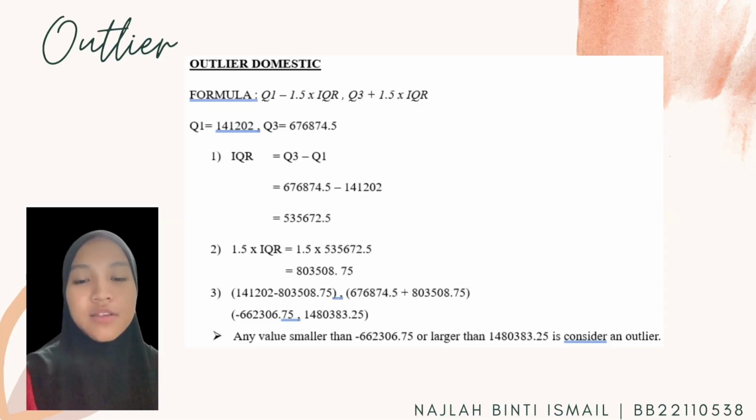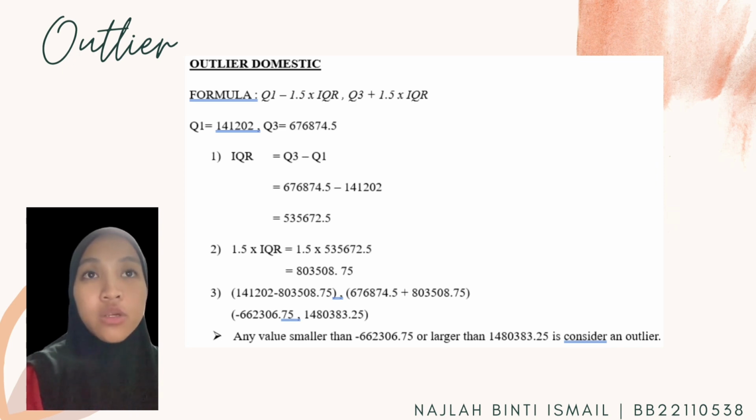Okay, so next is outlier domestic. To find the outlier, we must use the formula Q1 minus 1.5 times IQR, and then Q3 plus 1.5 times IQR. From that, we can get the outlier domestic, which is any value smaller than negative 662,306.75 or larger than 148,0383.25 is considered an outlier domestic.